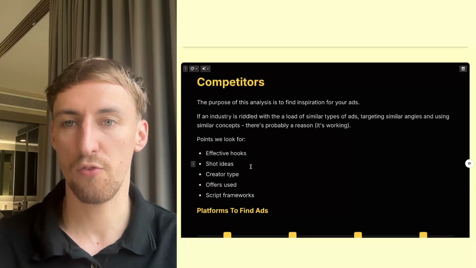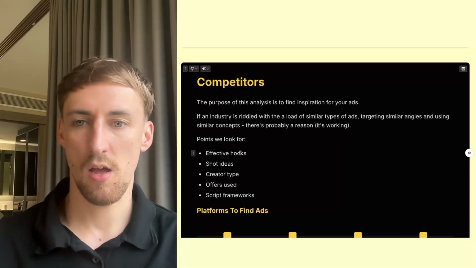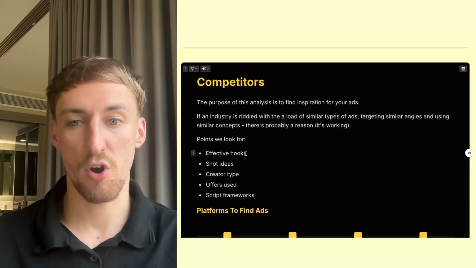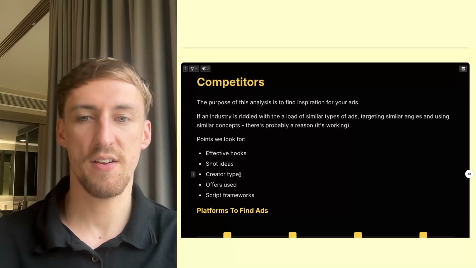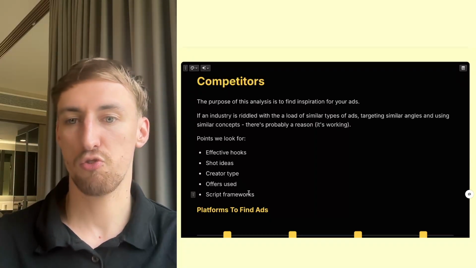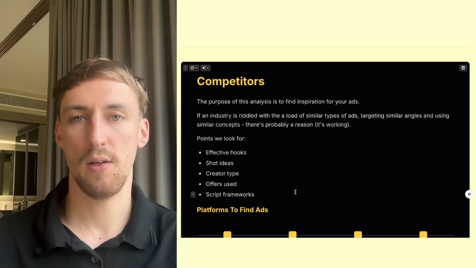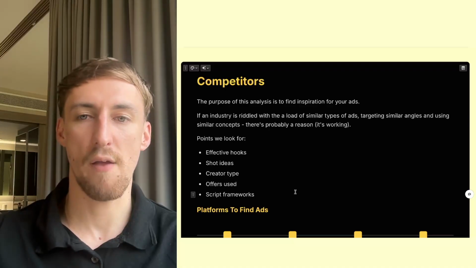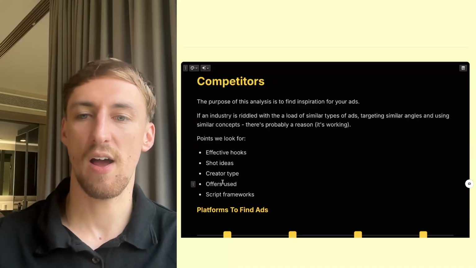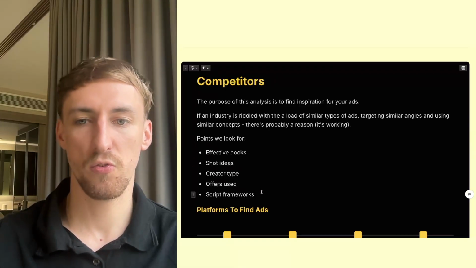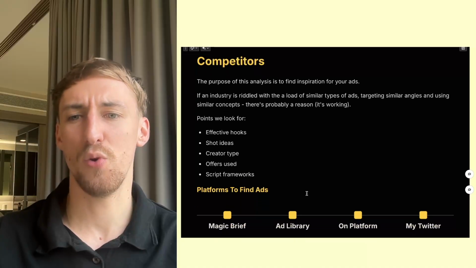So things that we look for in competitor ads: effective hooks and inspiration, shot ideas, creator types, offers used, script frameworks, and you can really go into lots of detail, call to action, the landing page. You can go through everything really, but this is what we're looking at for ad creatives primarily. Super useful. And these are the platforms that we use to find ads.